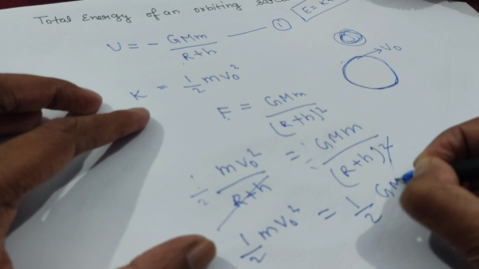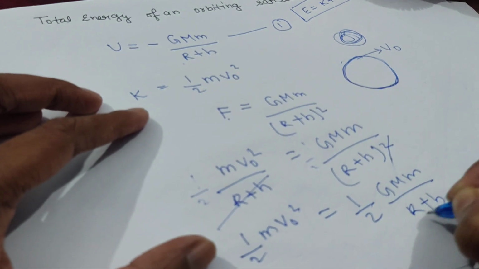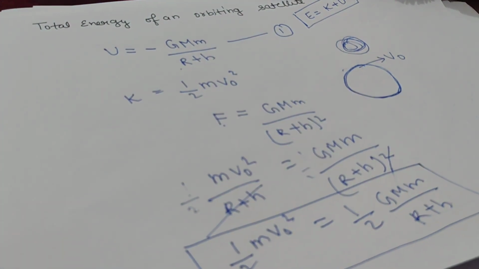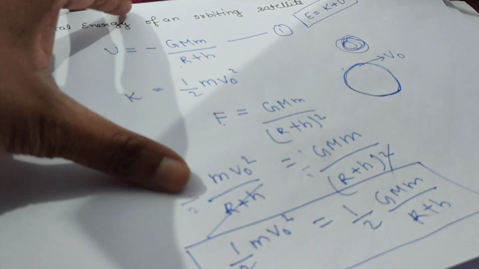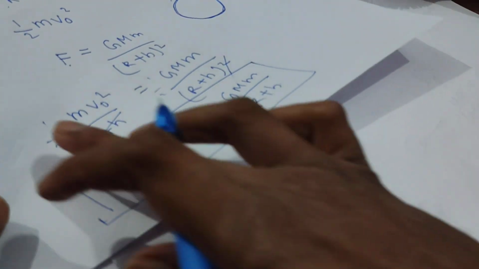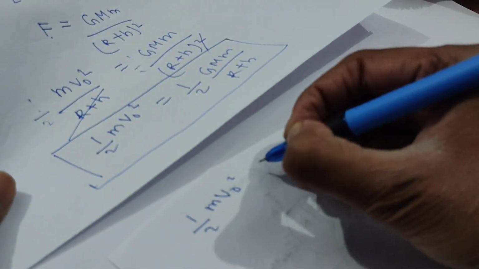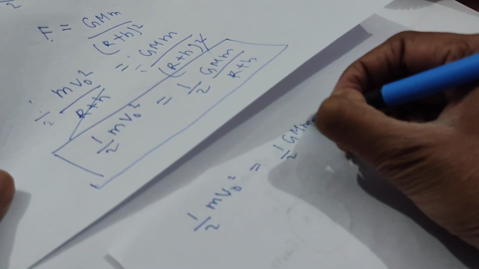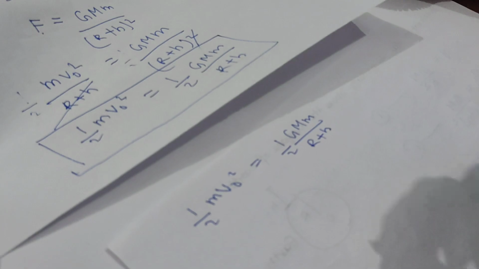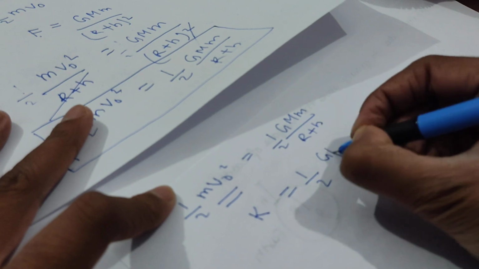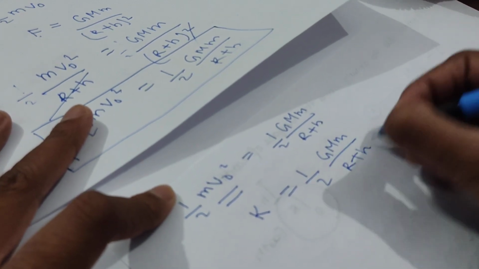When you multiply both sides by half, the left side becomes the kinetic energy: half m v naught squared is equal to half GMm by (r plus h). So this is the kinetic energy K. Take this as equation 2.